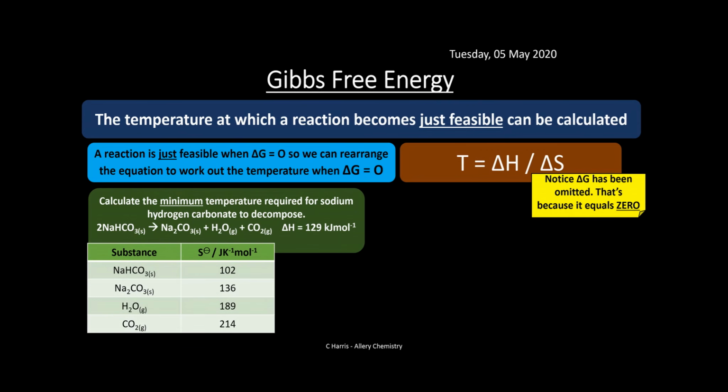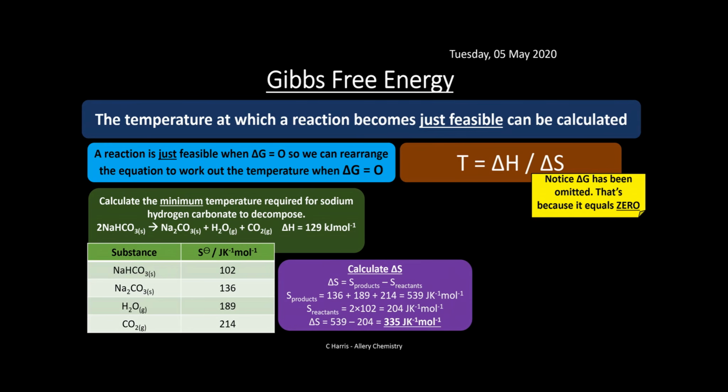So what we need to do is calculate the minimum temperature required for sodium hydrogen carbonate to decompose. So here's sodium hydrogen carbonate, and then we form sodium carbonate, water, and carbon dioxide. Enthalpically, this is positive, so that's an endothermic reaction. It's not feasible normally, but it is above a certain temperature. So here are our entropy values for each of the different substances. So the first thing we need to do is work out what delta S is. We've done this before in the previous slides.